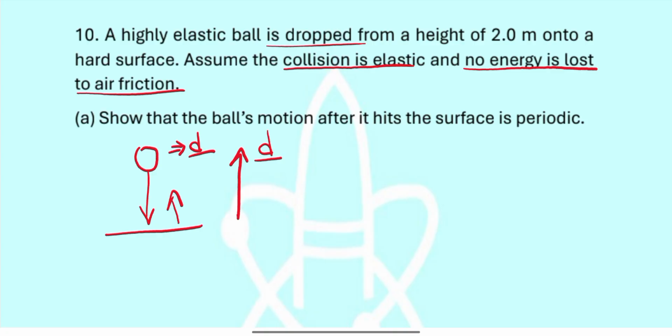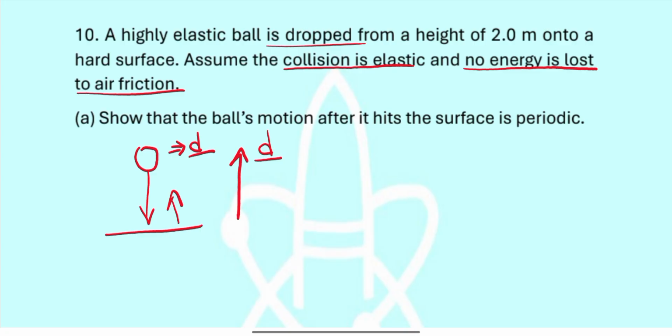Why are they saying it's periodic? Because if no energy is lost, it will keep on bouncing up and down continuously without stopping, losing energy, or decreasing its maximum height. Okay, so basically in this question, no calculation was required, but they wanted you to just discuss, okay?